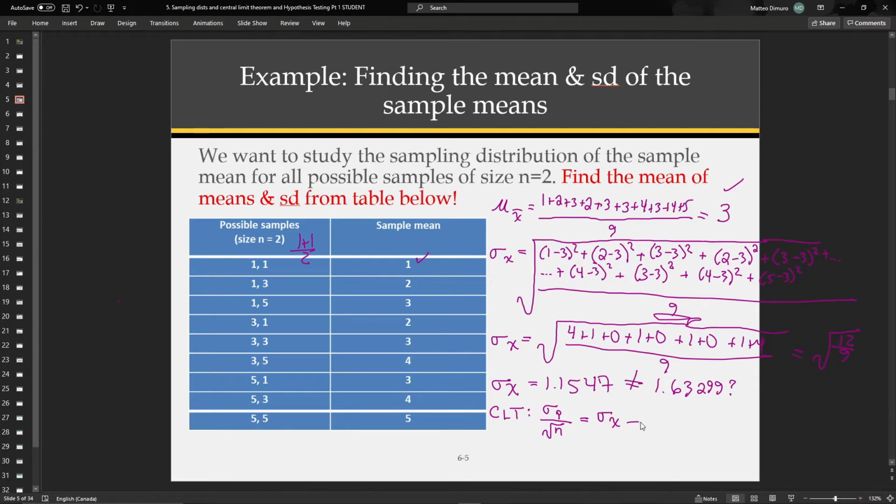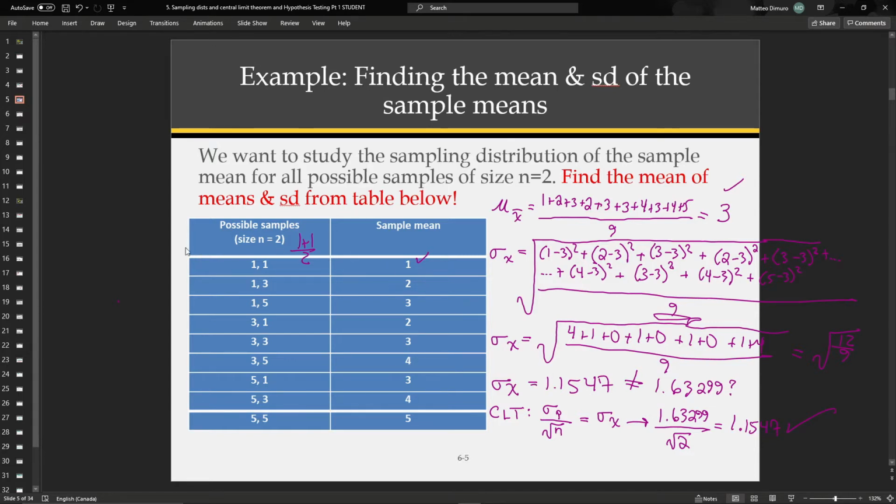So let's try it out. So if we take this 1.63299, we divide it by the square root of, what was the sample size, 2. Then if you type that into your calculator, try it out, you will get 1.1547. Perfect. Yay. So we didn't break statistics, okay?